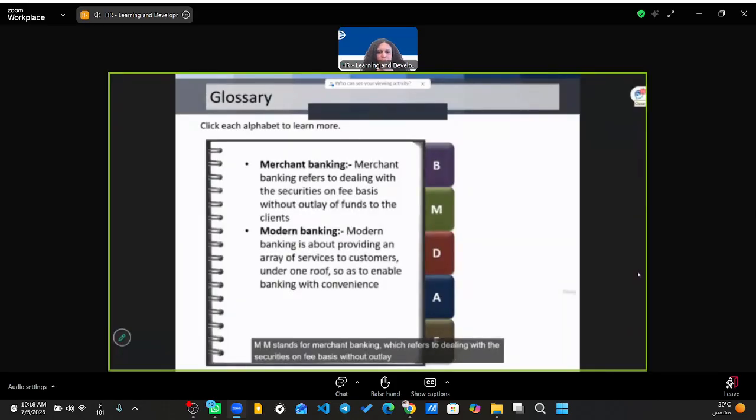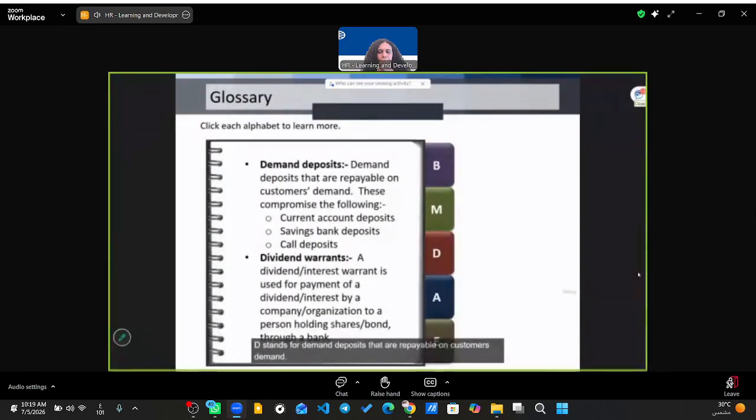M stands for merchant banking, which refers to dealing with the securities on a fee basis without outlay of funds to the clients. It also means modern banking, which is about providing an array of services to customers under one roof so as to enable banking with convenience.